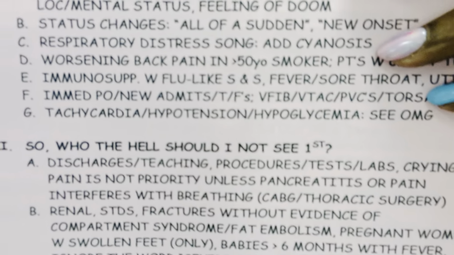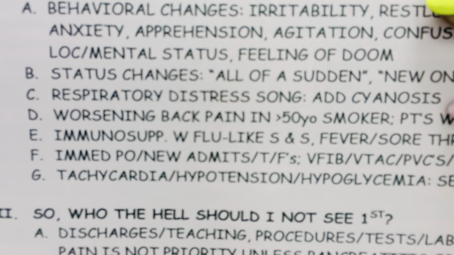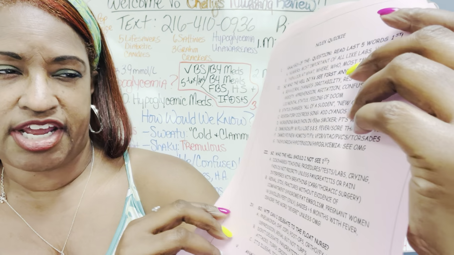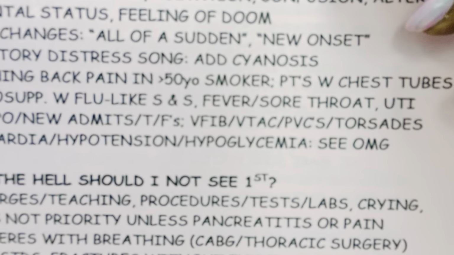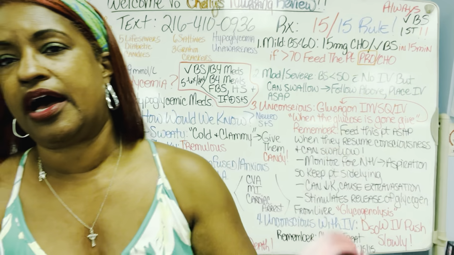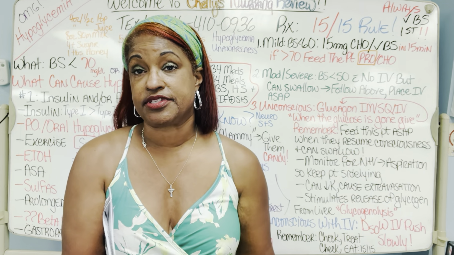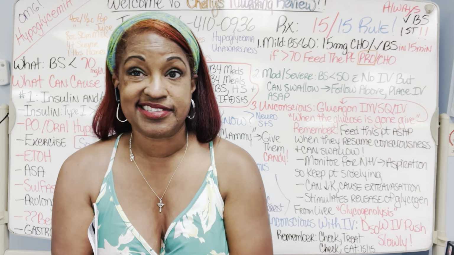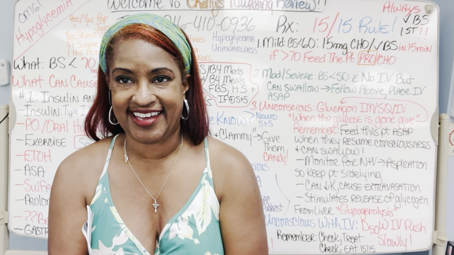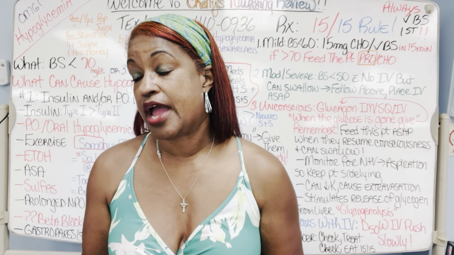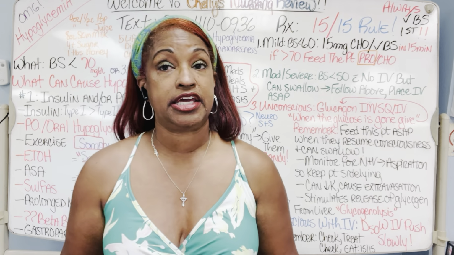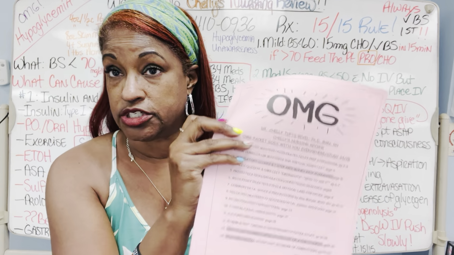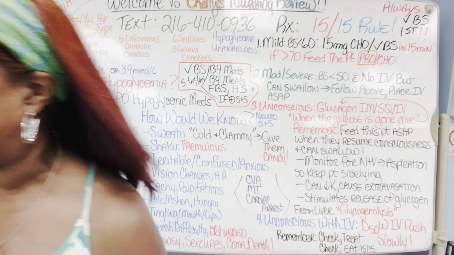letter G. So if you look at letter G, it says tachycardia and of course hypotension, and then hypoglycemia as one of the top reasons to see somebody first. So in other words, hypoglycemia is a medical emergency. And let me just say that hypoglycemia kills more people than hyperglycemia, which is why it's in this Oh My God packet.